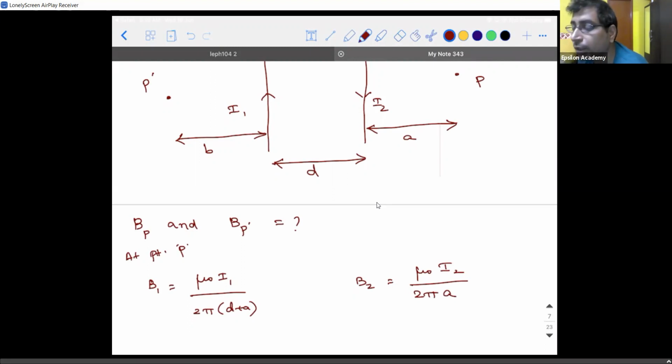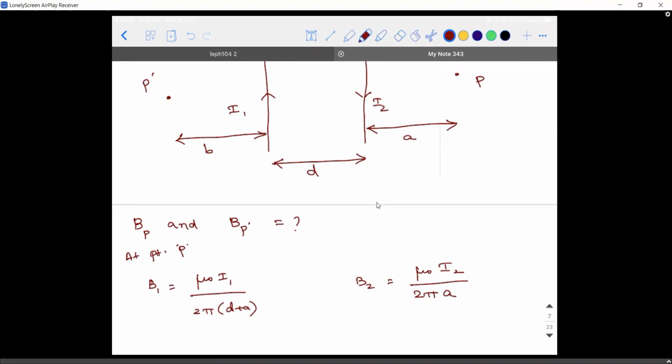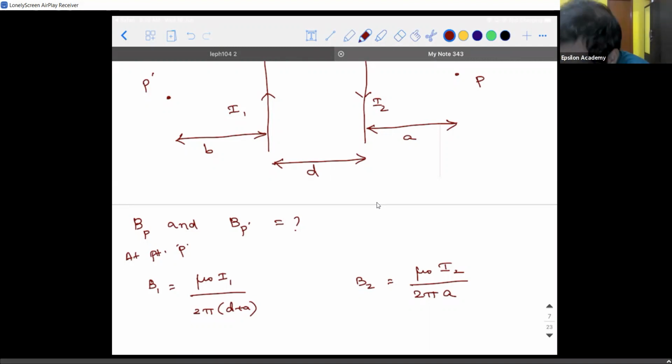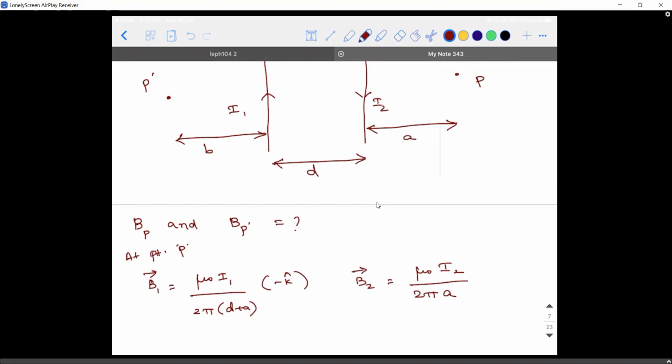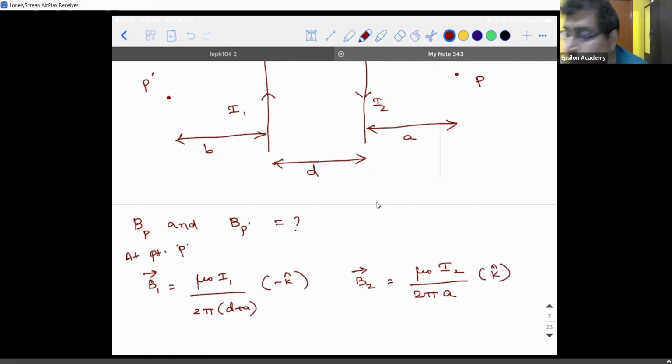Okay. Now let's think. What is the direction of magnetic field due to the first conductor at point P? Is it into the plane or out of the plane? This is where your right hand thumb rule comes into picture. Into the plane, sir. Very good. So into the plane means, can I put a minus k cap here? Then what about B2 vector? Outwards, sir. So I will write it as plus k cap.